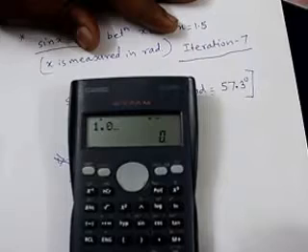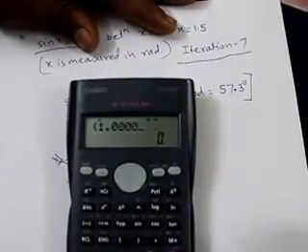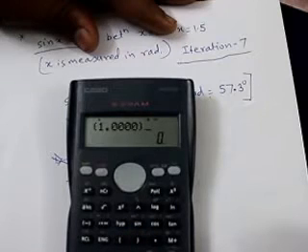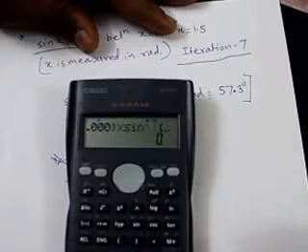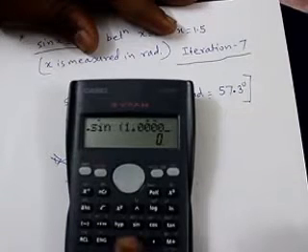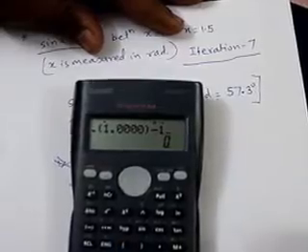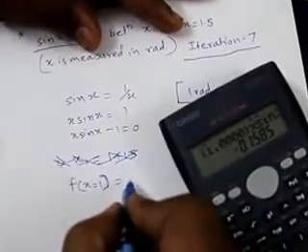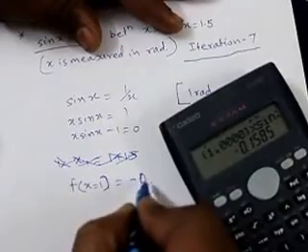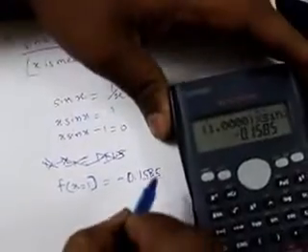Again, I would suggest go for 1.0000 multiplied by sine of 1.000 minus 1. Let's get this. So this is nothing but minus 0.1585. Okay, everyone got this?